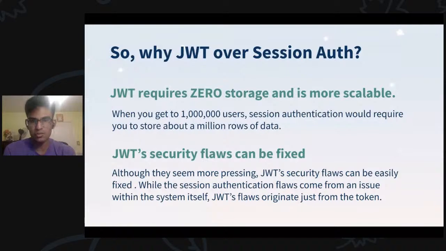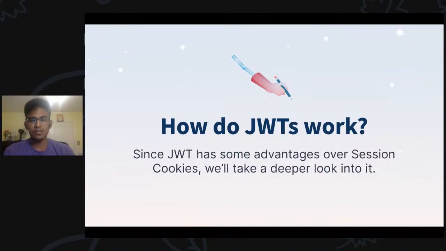But JWT's flaws just originate from the token. The stronger you make the token, the more impenetrable you make the actual storage device for the token, wherever you're storing it, if you can make sure that no hackers can get access to it, then suddenly the security flaws can be fixed or at least mitigated. So because it has some advantages over session cookies, we're going to take a deeper look into it. We're reaching the midpoint for the theory part, so just hang in a little bit longer and we'll soon be finished.